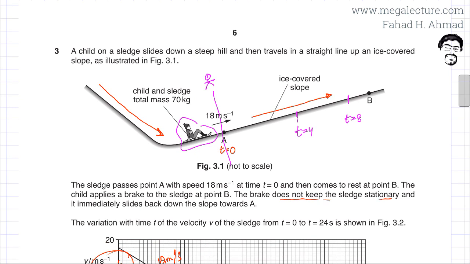So the sledge is slowly decelerating. At t equal to 4 seconds, there is whistling going on. This is the point where whistling is done. So the sledge is whistling, and the waves from the whistle would eventually reach point A. And that's where the whistle would be heard.